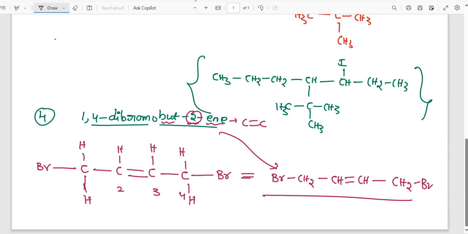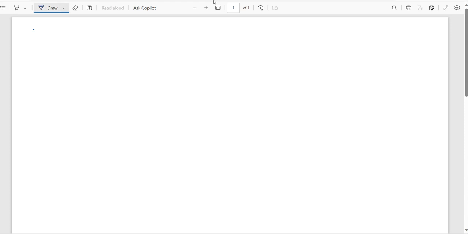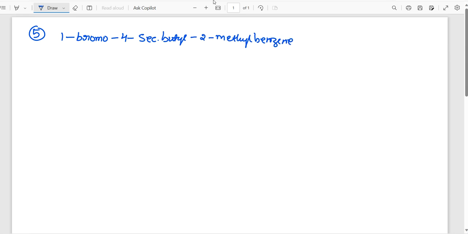Now let us try to understand the last concept, the last sum. That one is 1 bromo, 4 secondary butyl, 2 methyl benzene. There is no need to fear by seeing this name. That is 1 bromo, 4 secondary butyl, 2 methyl benzene.